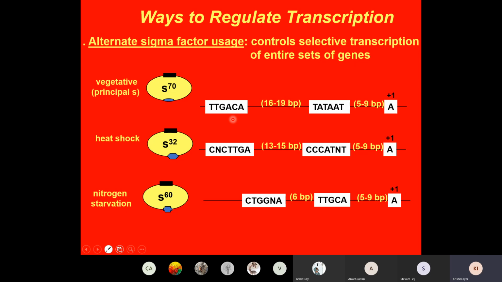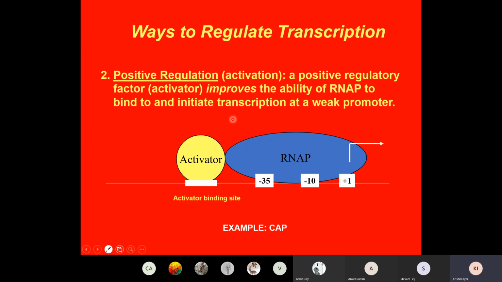Now, the other way to have a handle on which genes get expressed and which genes don't is again positive regulation. This is what we saw. These promoter sequences and activator sequences are where proteins bind, and when they are bound, RNA polymerase is able to bind better and initiate transcription in a much better fashion. So this activator improves the ability of RNA polymerase to bind and initiate transcription at what is normally a weak promoter. So this is allowing that promoter to become a strong promoter.